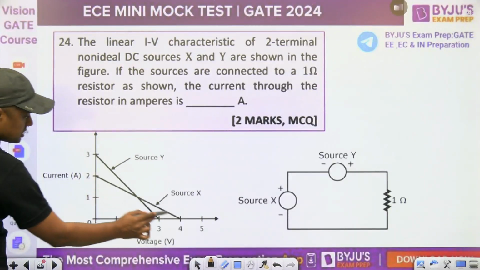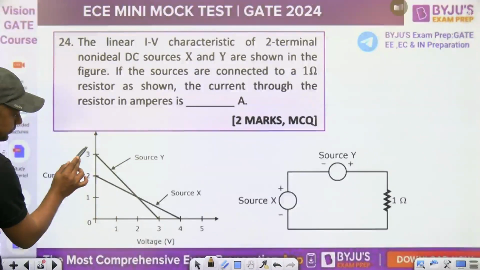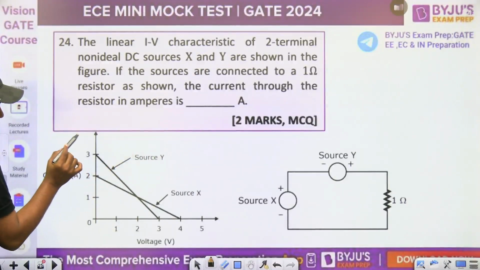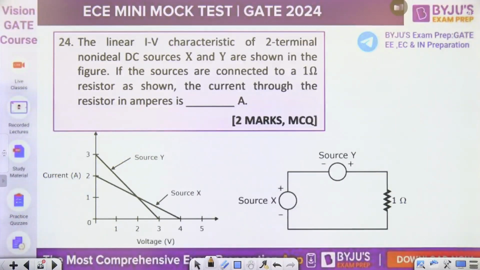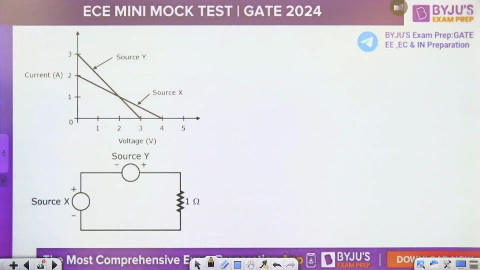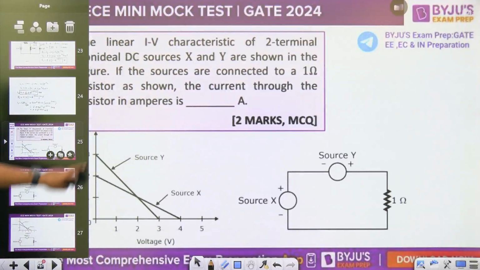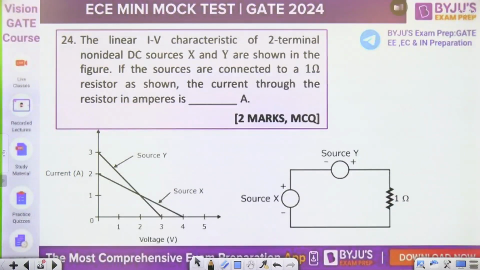This line is one source. This is the source X and this is the source Y. And you have to connect them, means you have to find the value of the VTH and the value of the RTH, because any source has VTH and RTH. What is the value? And then connect and then you can find the current. Read the question carefully. Linear IV characteristics of two terminal non-ideal DC sources X and Y are shown in the figure. If the sources are connected to a 1 ohm resistor, the current through the resistor in ampere is?